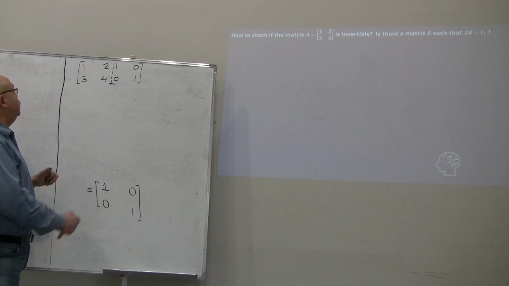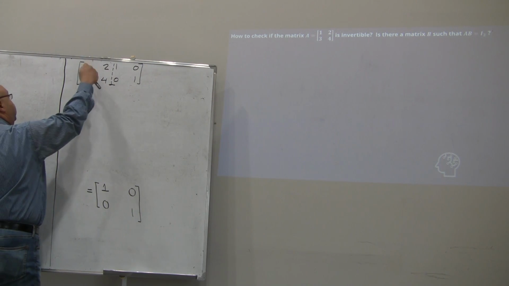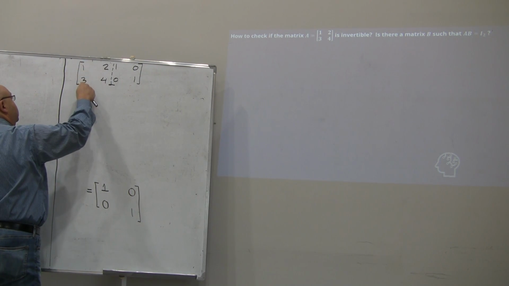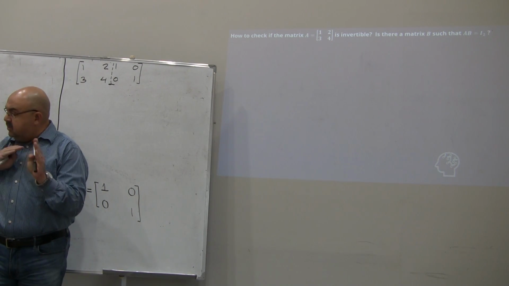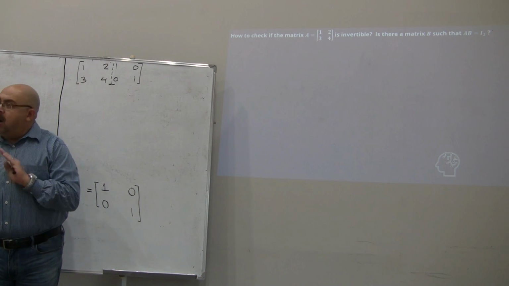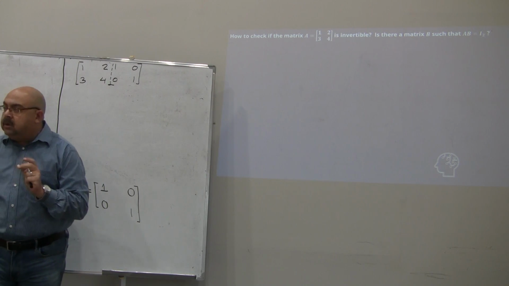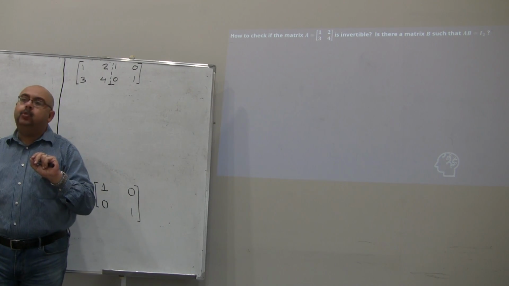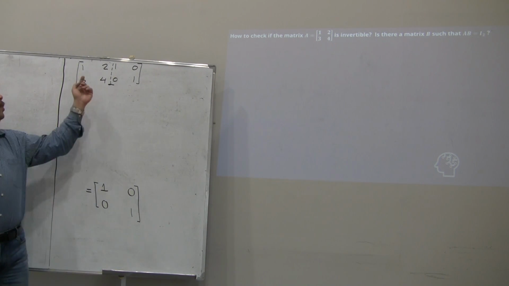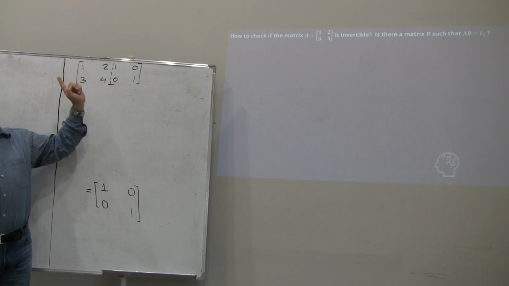I need to change these numbers to be 1, 0, 1, and 0. So I need to transfer this matrix to be a unique matrix. I will start with the pivot of the first row. The pivot of the first row is the element 1, 1. What's the element 1, 1? It's 1. We are lucky.